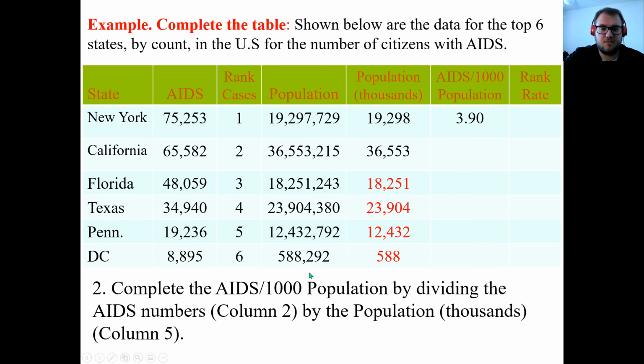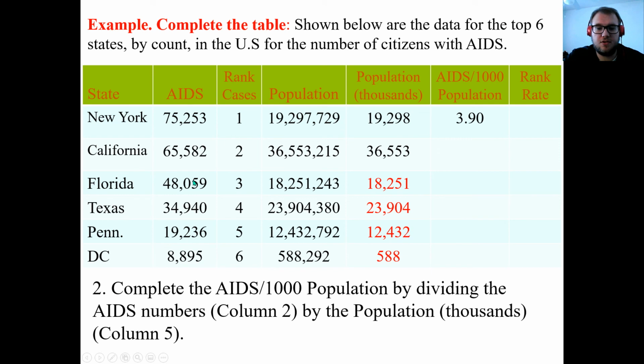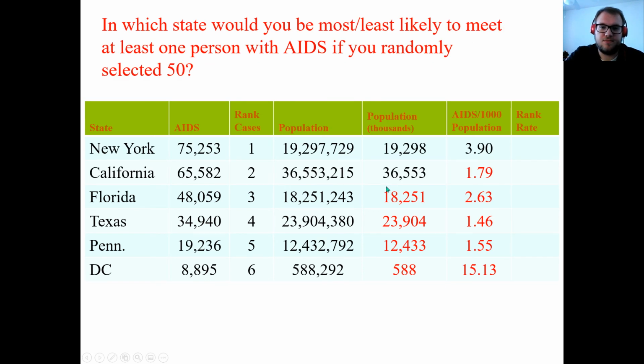Now we can complete the AIDS per 1,000 population by dividing the AIDS number by the population to get this rate. By doing that, you'll get these numbers. So 65,582 divided by 36,553, and we get 1.79. That's not a percentage, remember, that's just the rate: the number of AIDS patients per 1,000 population. And then again, 48,059 divided by 18,251, that's 2.63, and so on.